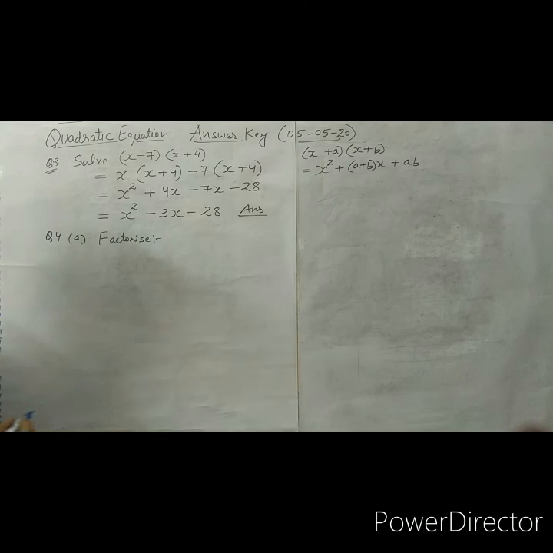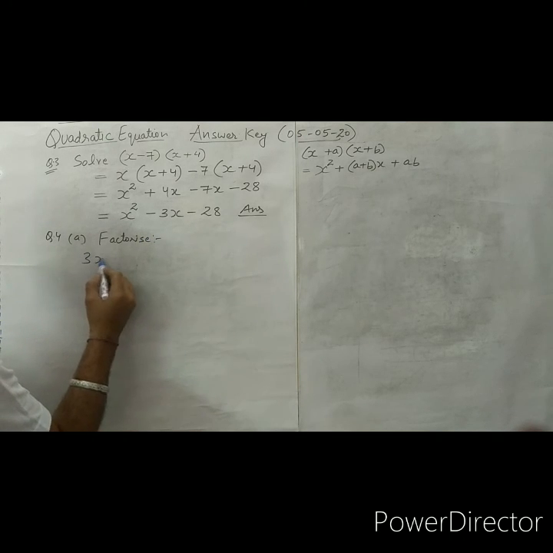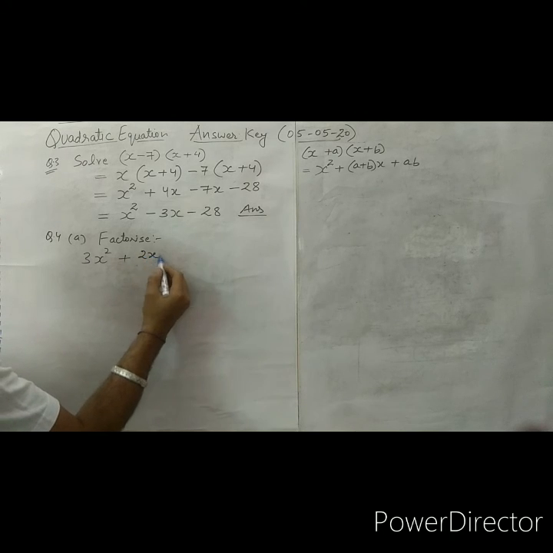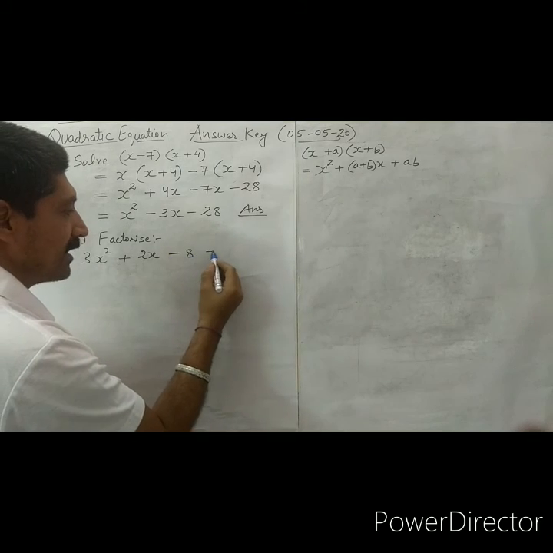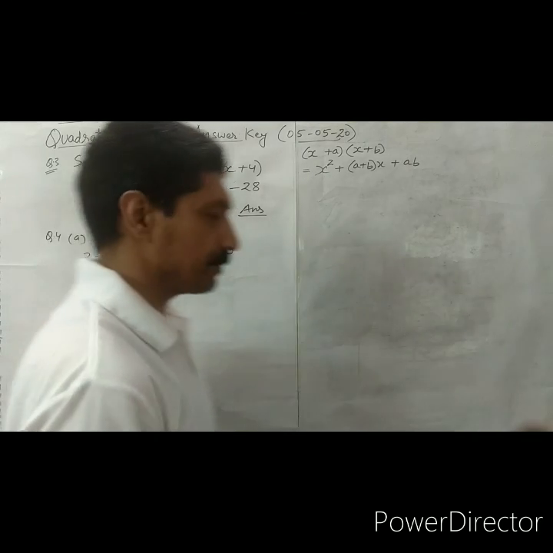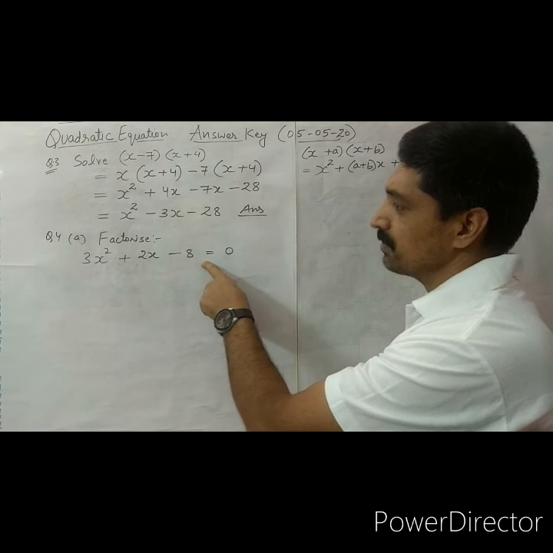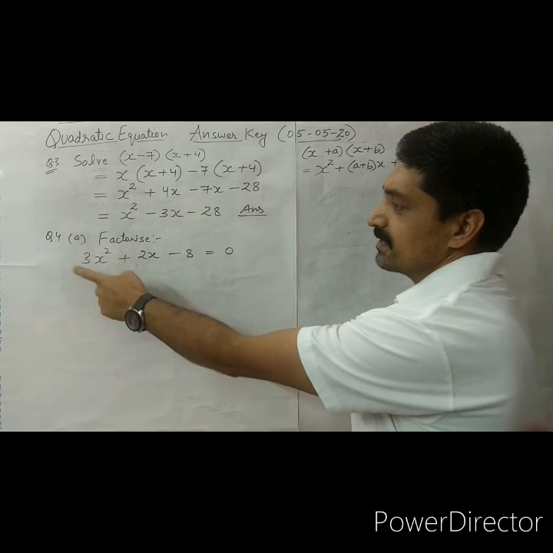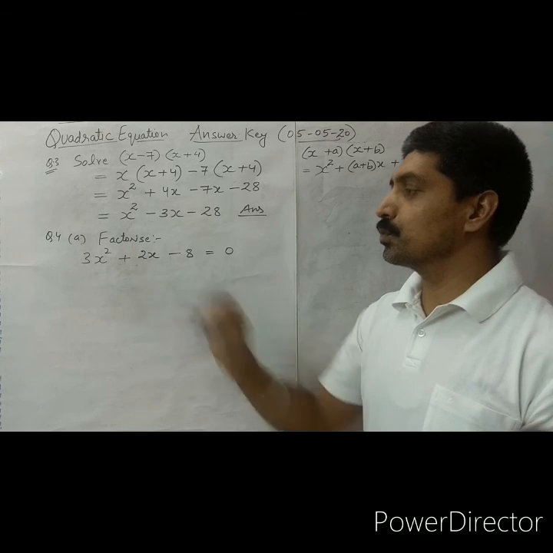Factorize the equation, that is 3x square plus 2x minus 8 is equal to 0. We have discussed, when we are going for the factorization, first we will multiply a with c. A is 3 here, c is minus 8, b is 2.